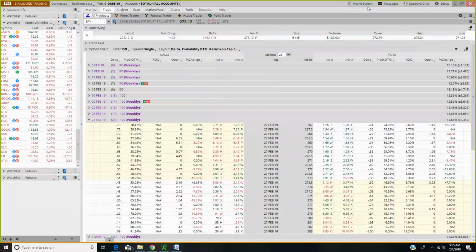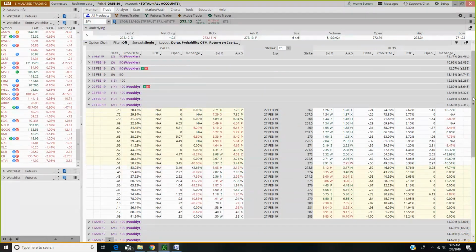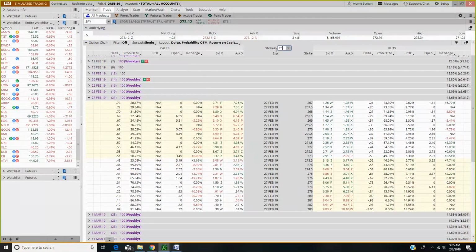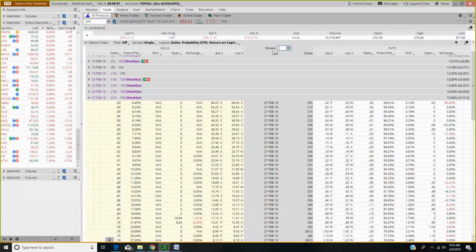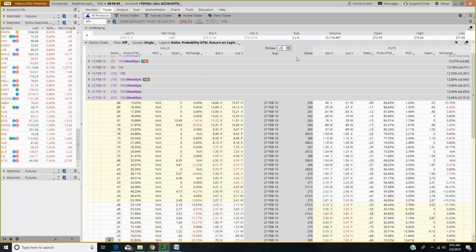Okay, so what you're going to do is the same thing I just did. You're going to look for 20 delta, so let's add some more strikes. Ooh, not 540 strikes. Let's add some more strikes. Okay, so this is what the majority of you will probably do. Here's our 20 delta right here.